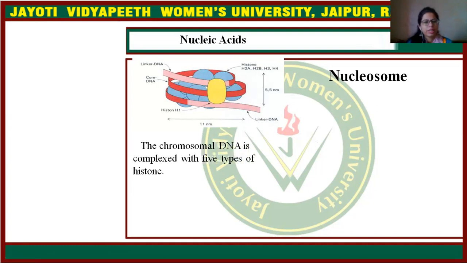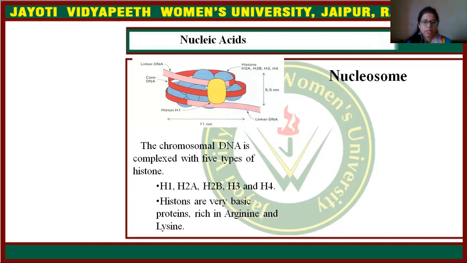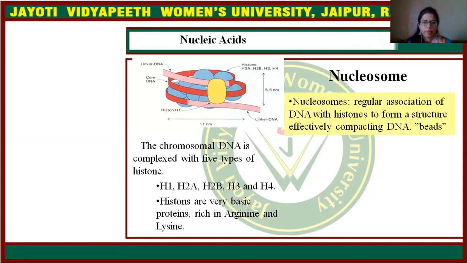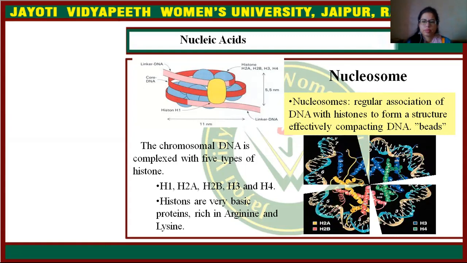The chromosomal DNA, as you know, is complexed with types of histones. As I already told you, H1, H2A, H2B, H3, and H4. And the histones are very basic proteins rich in arginine and lysine amino acids. Nucleosomes are basically a regular association of the DNA with histones to form a structure effectively compacting DNA into beads. This is the 3D structure of the nucleosome.